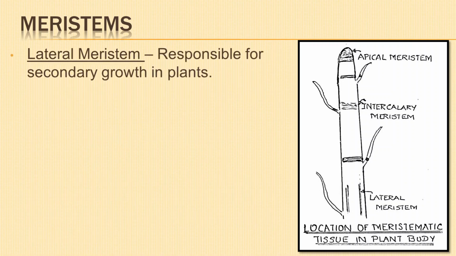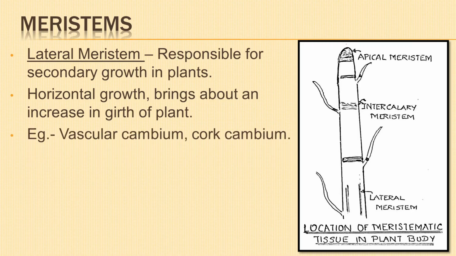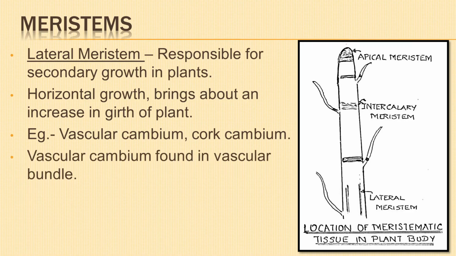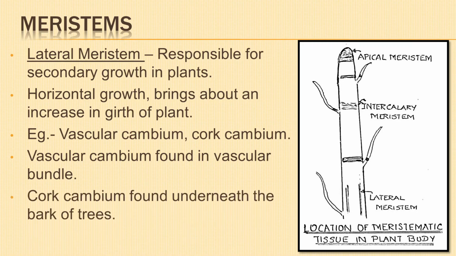Lateral meristems are responsible for secondary growth in plants. Secondary growth is horizontal growth and brings about an increase in girth of plants. Vascular cambium and cork cambium are the examples of lateral meristem. Vascular cambium is found in vascular bundle, while cork cambium is found underneath the bark of trees.